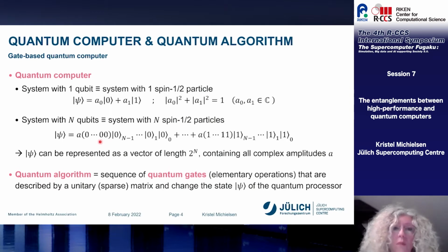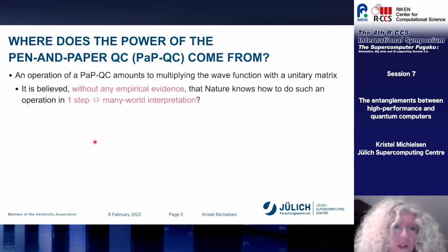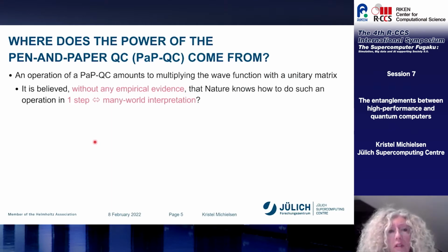Now, a quantum algorithm on this gate-based quantum computer is nothing else than a sequence of quantum gates. And these gates are described by unitary sparse matrices. And this sequence then changes the state of the quantum processor. Now one can ask the question, where does the power of this pen and paper or this ideal gate-based quantum computer come from?